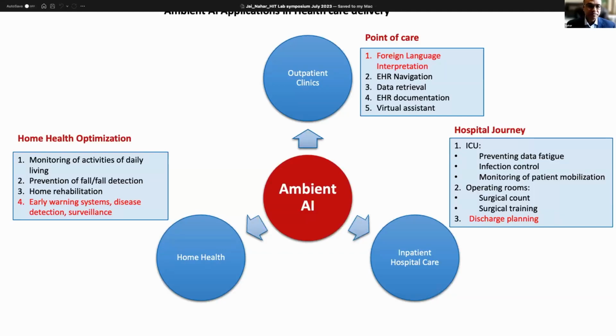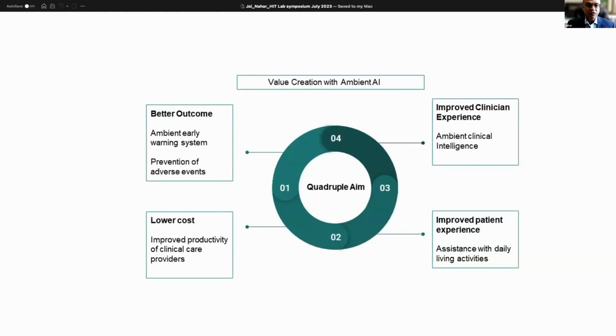Next slide, please. If you look at value creation with the ambient AI on the two squares, one on the left upper, ambient AI by promoting health equity can promote better outcomes, as I mentioned earlier. Ambient warning systems and prevention of adverse events, those are very, very important.